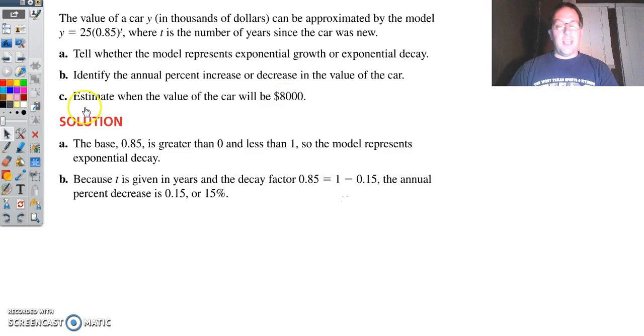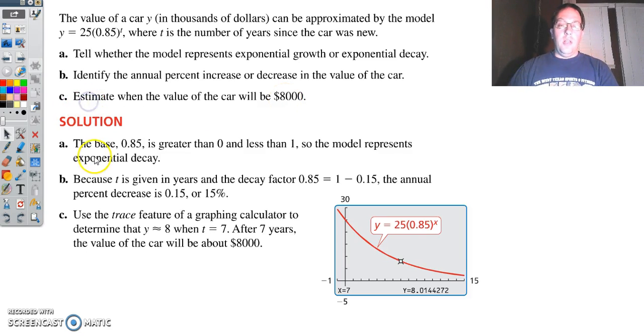When will the value of the car be worth $8,000? We're not going to get this exact, but we're going to estimate. And what we're going to do is we're just going to put this in our graphing calculator. And we can use the trace function to figure out about when this is going to be $8,000. Remember, y is in thousands, so this is $8,014.43. Right? That's pretty close. So y will be approximately $8,000 after 7 years. Right? So that's not too bad. It's pretty simple stuff.